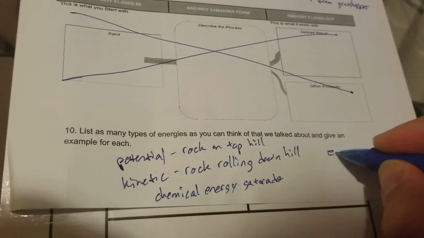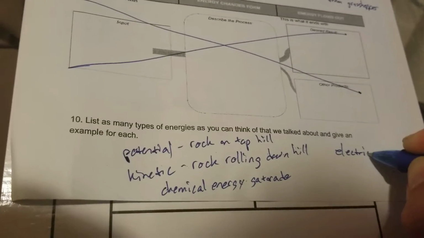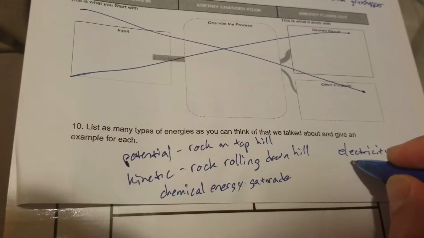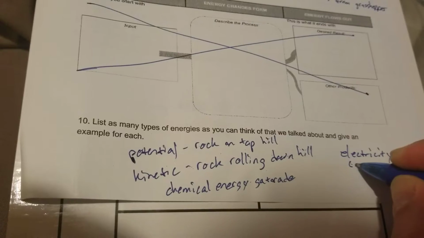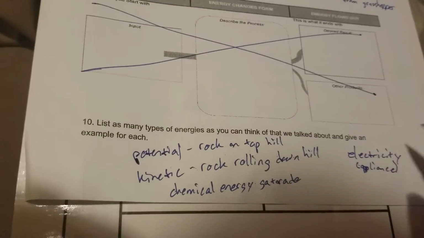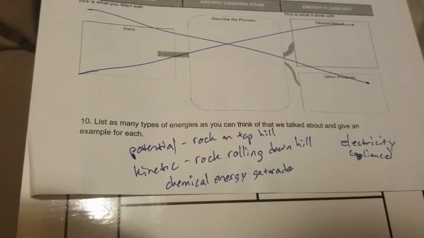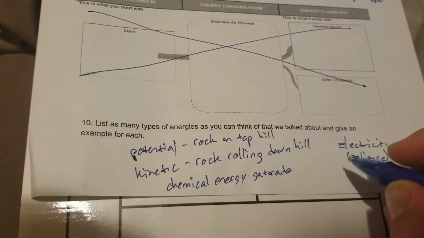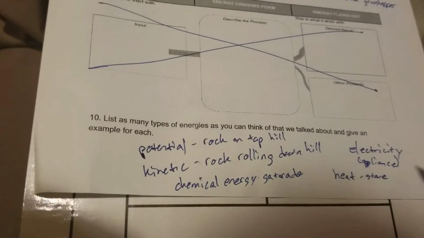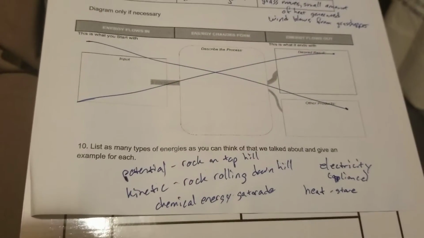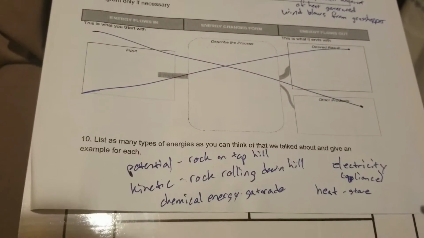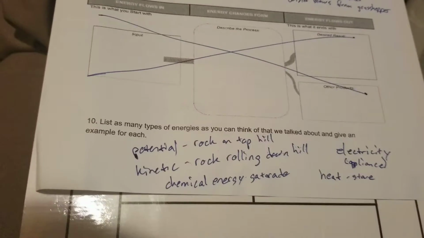We talked about electricity a bunch, and so just any appliance is an example. Refrigerator, furnace, any appliance you can think of, a toaster. Heat, stove. There were a few other energies in the notes from the other day, so you could write down any of those as well. But this gets you a gist of what you need, and we're at 8 minutes.